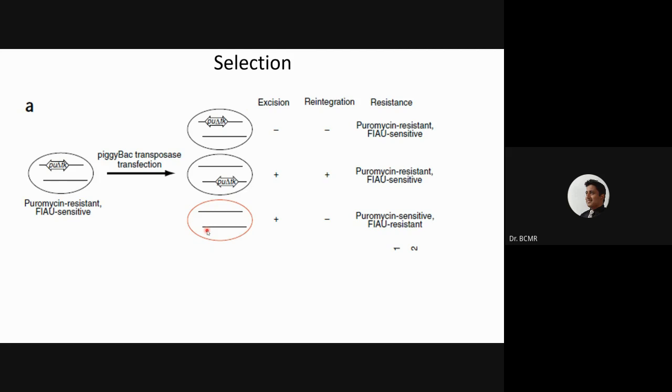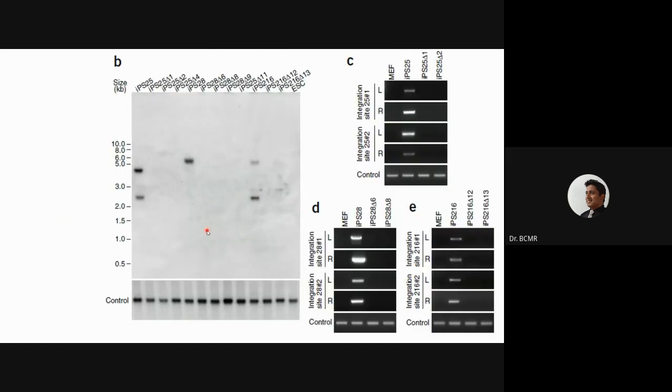Towards this, many experiments would usually be done, and they do it with Southern blotting. They have taken different cell lines which they have gotten after induced pluripotency, and then they have tested them with a probe from the piggyBac transposon. And this shows that in some cases there are traces of the piggyBac transposon, whereas many of them do not have it. Okay.